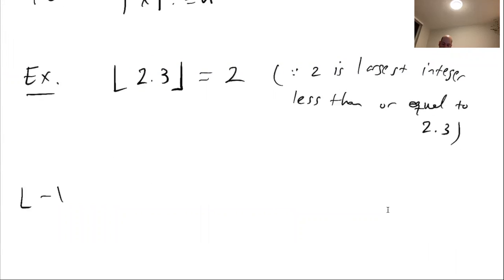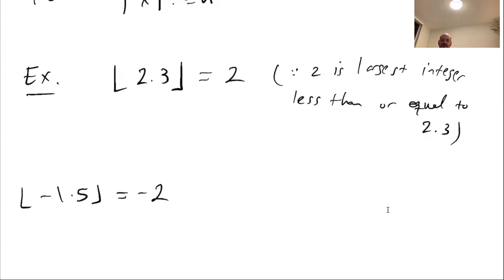What about the floor of minus 1.5? Again, let's think about it. Which integers are less than minus 1.5? Think about the real line. Well, minus 2 is one of them, minus 3 is one of them, minus 4 is one of them, and so on. Among these integers, which one is the largest one? The largest one is minus 2. So the floor of minus 1.5 is minus 2, but the floor of 2.3 is 2.